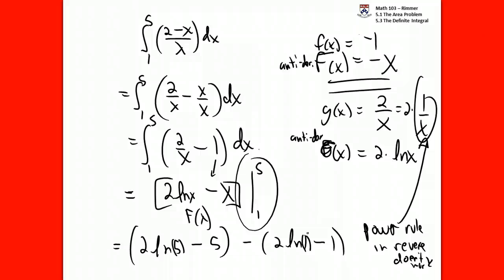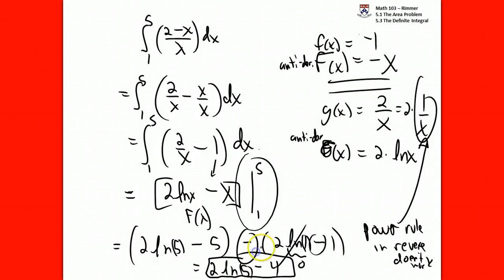What is the natural log of 1? 0. So that part zeroes out. And when you subtract a negative 1, it's like adding on 1. So the exact answer to this question is 2 times the natural log of 5, and then you subtract 4 from that. That's the exact answer to that question that we were trying to approximate.